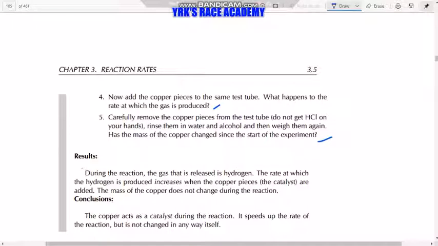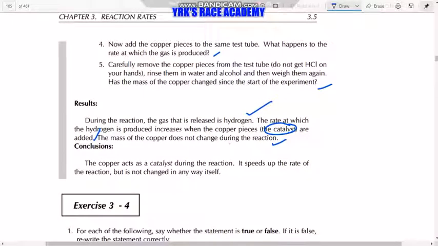So the result you observed in this experiment is that the gas released is hydrogen gas, no doubt, when zinc reacts with HCl. The rate at which hydrogen is produced increases when the copper pieces are added. The mass of copper does not change during the reaction. So here, the copper pieces we are adding act as a catalyst in this reaction. They increase the rate of reaction. So a catalyst definitely increases the rate of reaction.